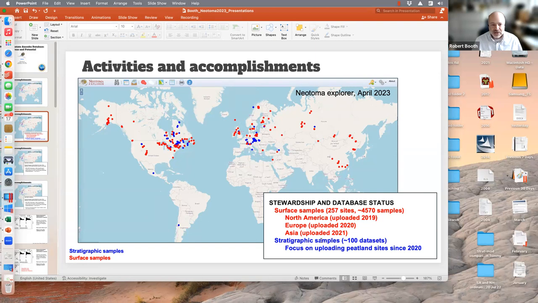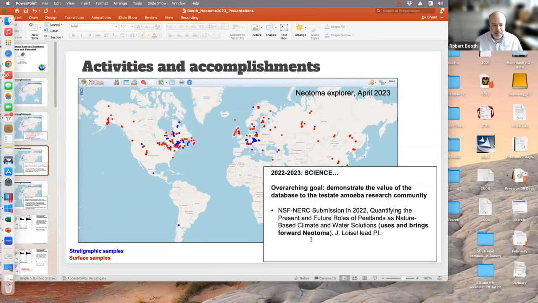There are approximately 100 data sets that have testate amoeba, although these include both lakes and peatlands, whereas all of the surface samples are from peatlands. A number of those samples are just anecdotal occurrences of testate amoeba along with pollen analysis. But we've been focusing mostly on the upload of peatland sites since about 2020, and mostly that's been community driven as people publish and want to get their data onto Neotoma.